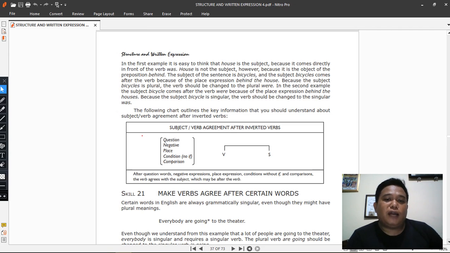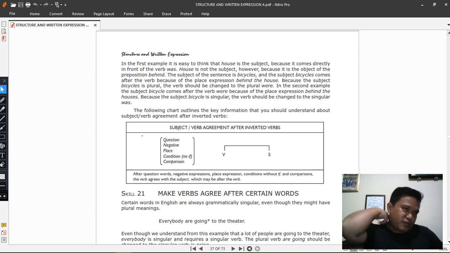The following chart outlines the key information that you should understand about subject-verb agreement after inverted verbs. So there is a chart here about the key information. When you do question, negative, place, conditional, and comparison, it should be verb first and then followed by the subject. Sometimes inverted subject is a bit complicated, but once you know the strategy, it is a piece of cake.